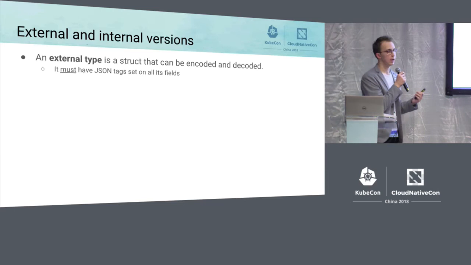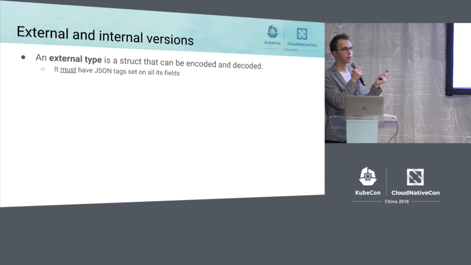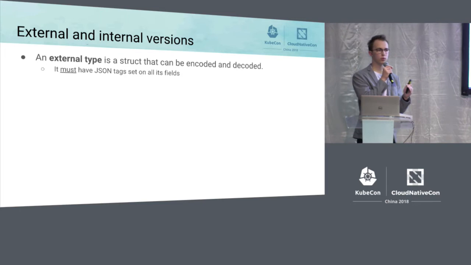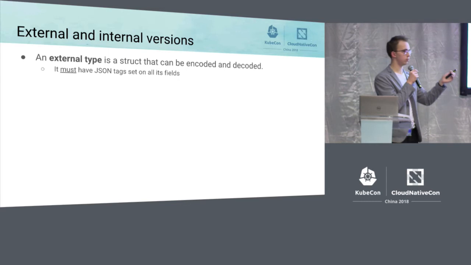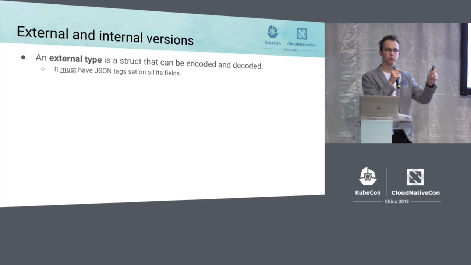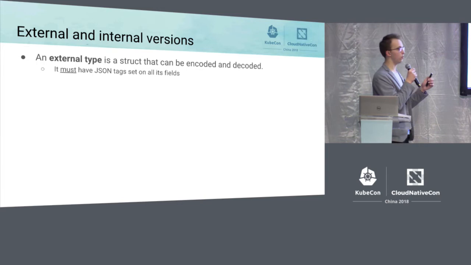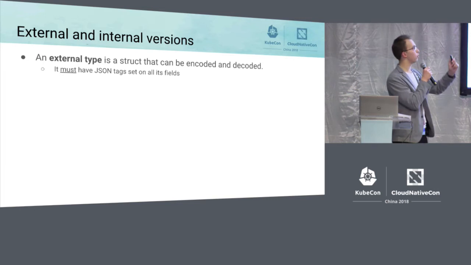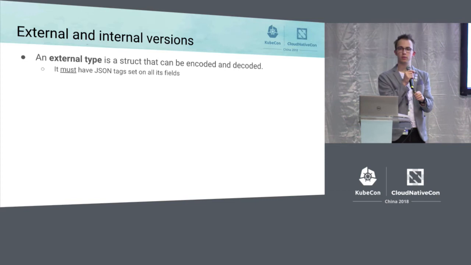That's always the case with external versions. They always set that. And an external type must also have JSON tags, because you know that in Go, if a field starts with lowercase, it's private. If a field starts with uppercase, it's public. And when we're writing these JSON or YAML files, we always start with lowercase. So that means we can't read them into Go, because the Go interpreter thinks they're private fields and doesn't recognize them. That's why we must always set JSON tags, which are lowercase, which override the default field value.